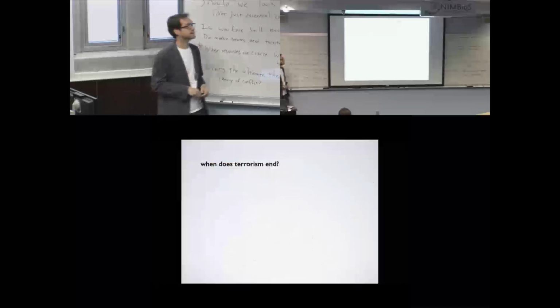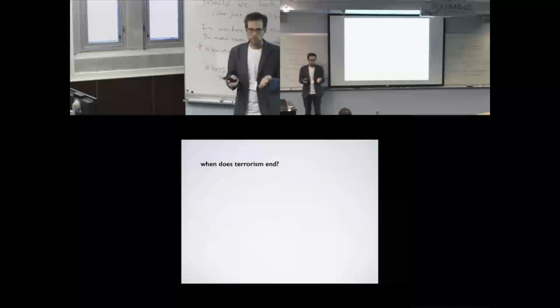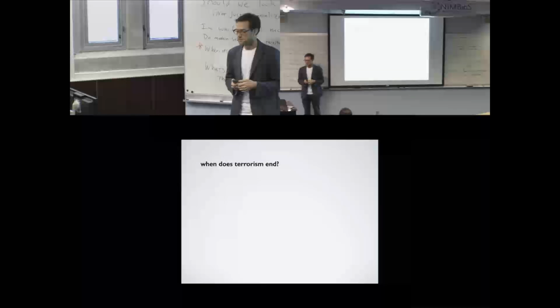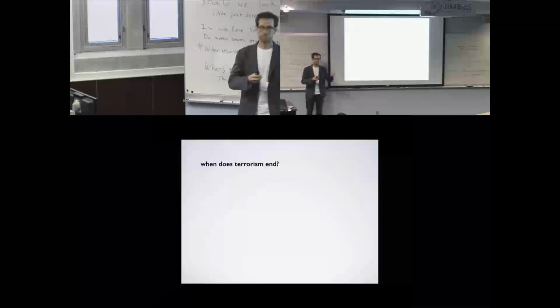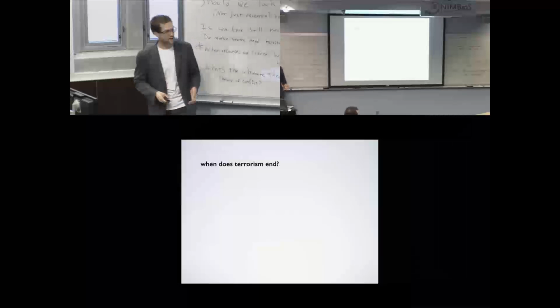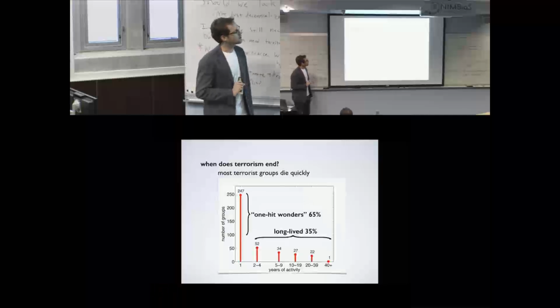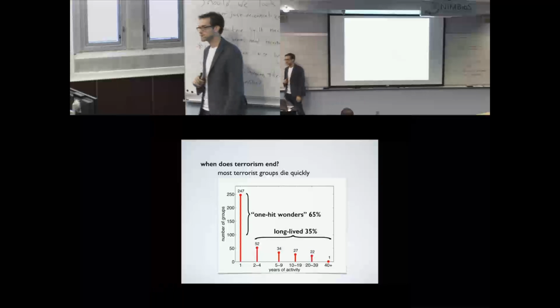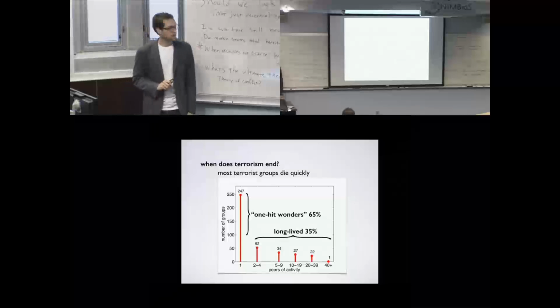So one question we can ask is, when does terrorism end? Which is really saying, how long does each of these groups live? So we can simply take the first event that's got their name on it as their start date, and the most recent event with their name on it as their nominal end date. And of course, there's a censoring effect here because some of the groups are still alive, but okay. So if we look at this distribution, here's what that histogram looks like, and you find that essentially the majority of groups don't last very long.